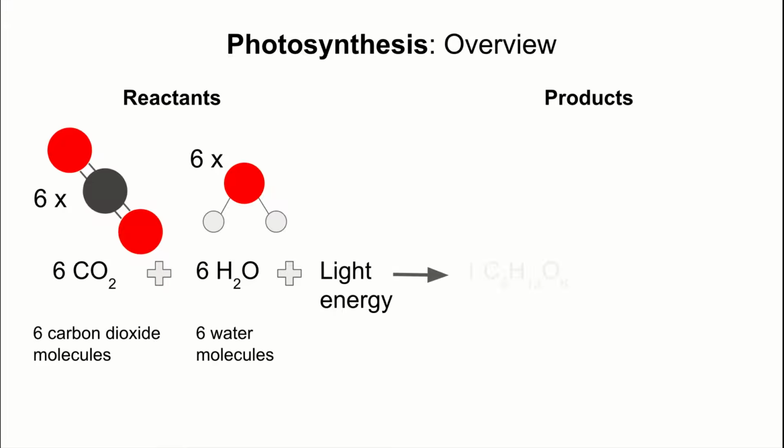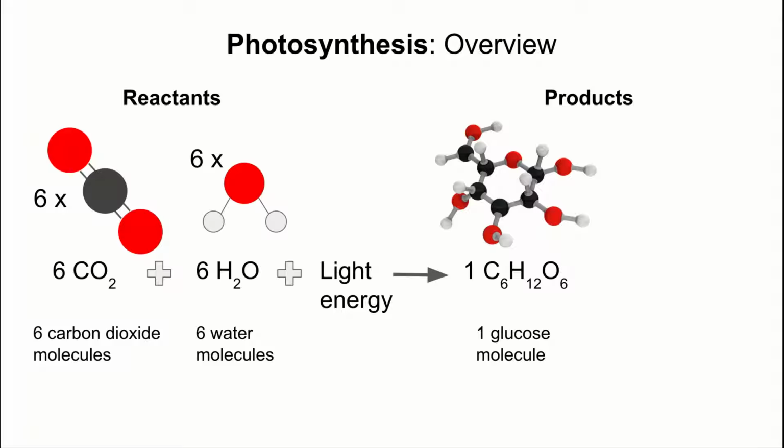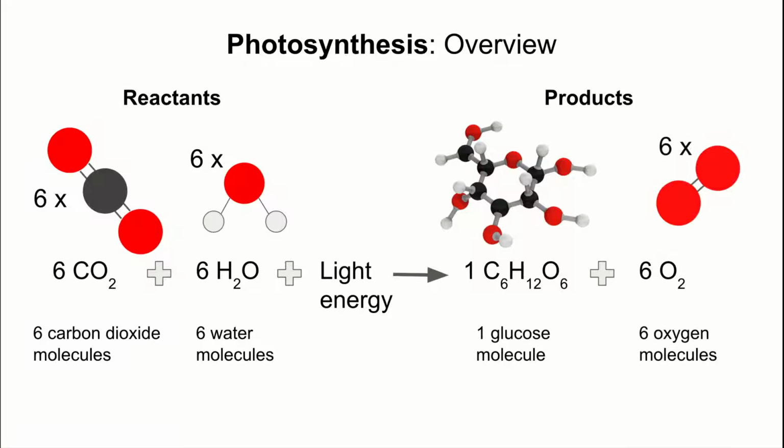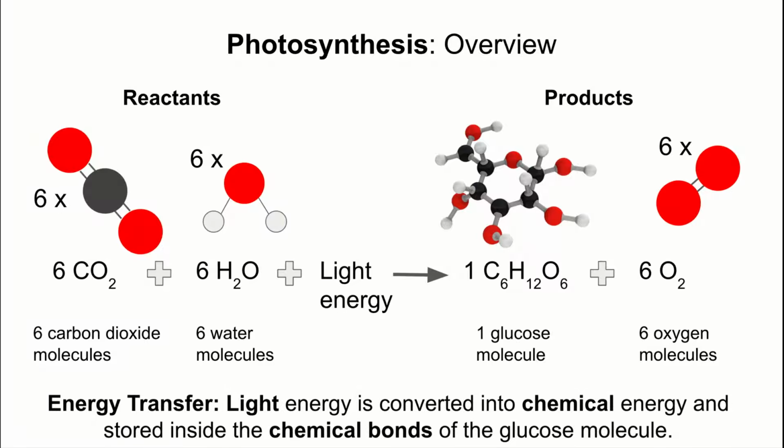And these things will be converted into one C6H12O6, which stands for one glucose molecule. It looks like this. It's a complicated structure. It's okay if you don't draw it. Plus 6O2, which stands for 6 oxygen molecules. 6 of these things. So this is our chemical reaction, but what about the energy transfer? The energy transfer in this reaction goes like this. Light energy is converted into chemical energy and stored inside the chemical bonds of the glucose molecule.